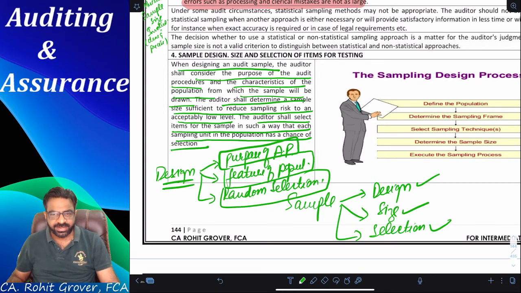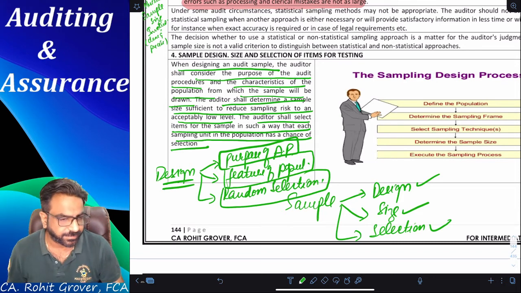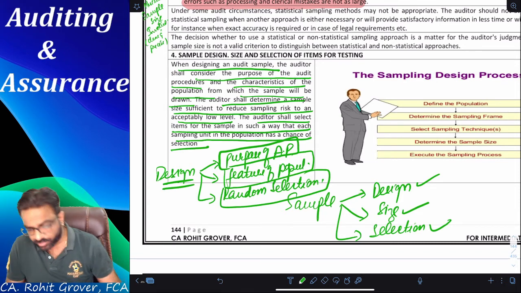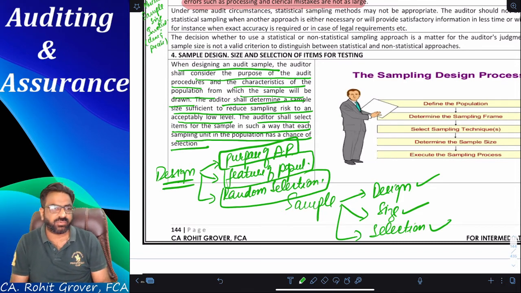It should be a random selection. And what do you mean by random selection? Where every item in the population will get an equal chance of being selected. Am I correct or not? Yes. So these are the three things you have to understand.